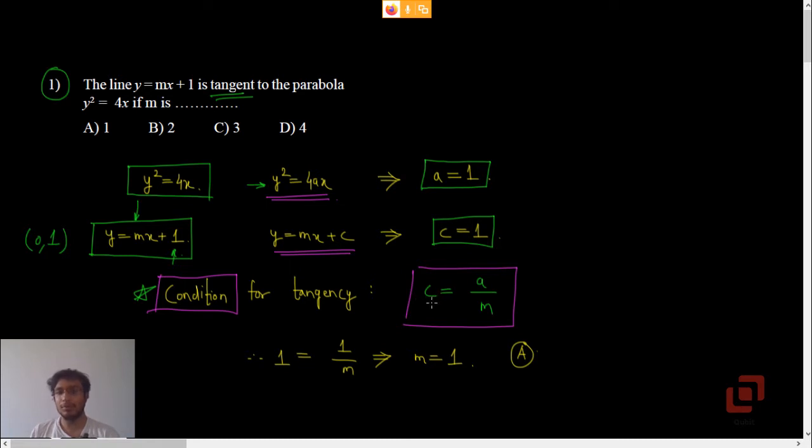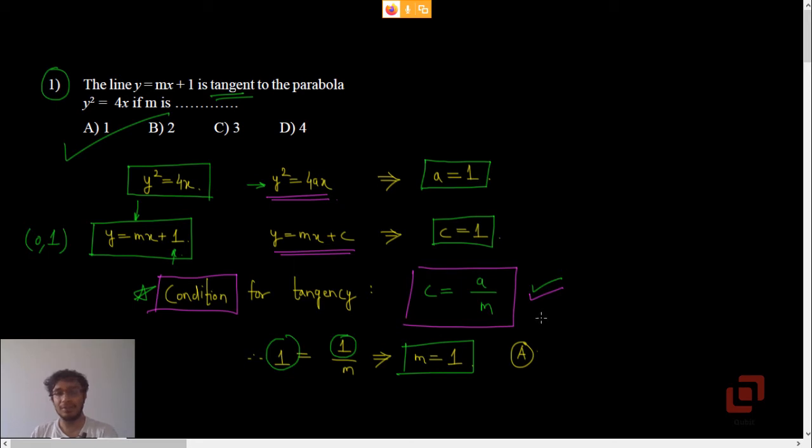If you open your textbook or in general any reference book, then you will find the derivation of this particular result. Okay, so if c is equal to a upon m, next job is to substitute the value of c, which is 1, substitute the value of a, which is also 1, so that will give us m equal to 1, and that is option A. So a very simple problem, but based on this formula. So if you don't know this formula, then it will take you a lot of time, I don't know how much, to solve this problem. But again, for CET, knowing the formula is the essential part for most of the problems.